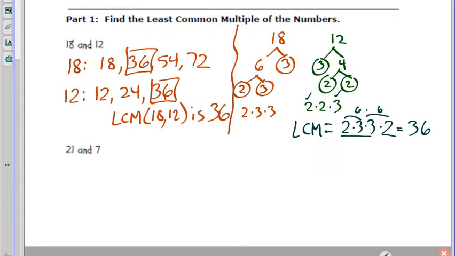Okay, so now we have 21 and 7. I'd like you to give this one a try, and we'll talk about it in class tomorrow.